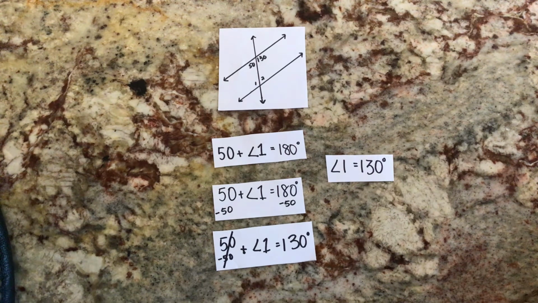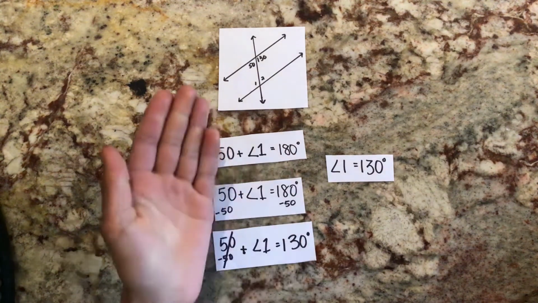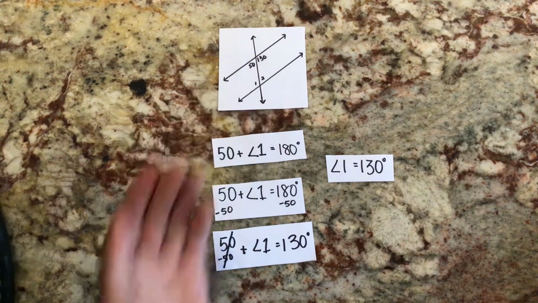Okay, so now I hope you're able to notice that we can use alternate interior angles to find the measure of angle 2. And since we already know that the interior angle is 50 degrees, we can just say that angle 2 is 50 degrees, alternate interior.